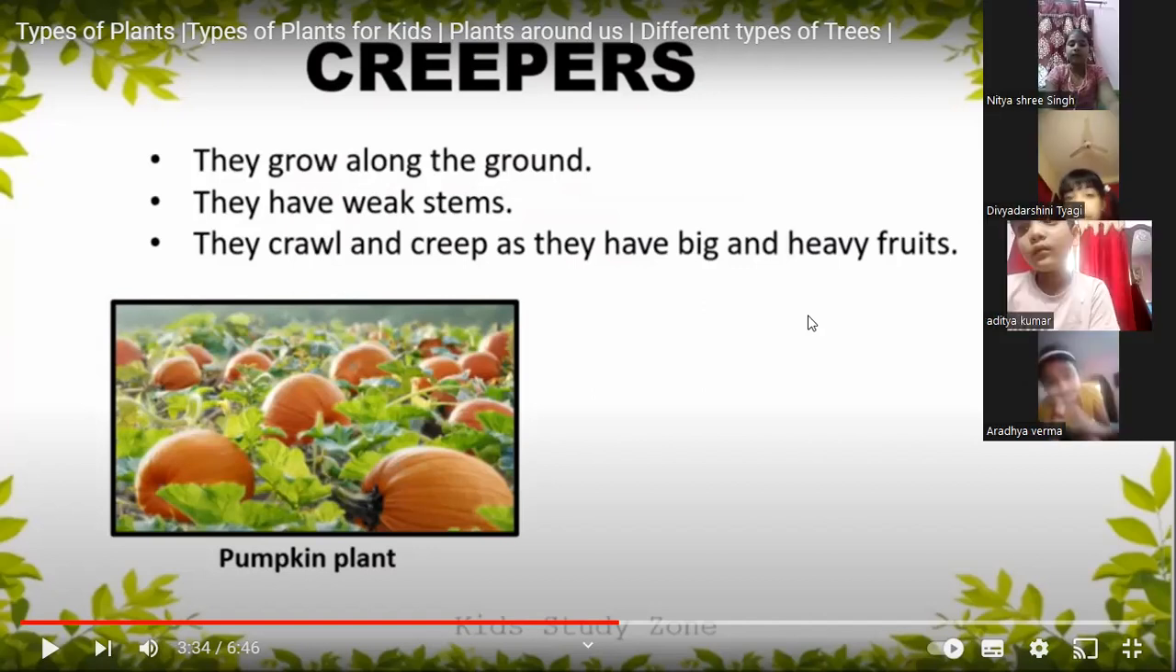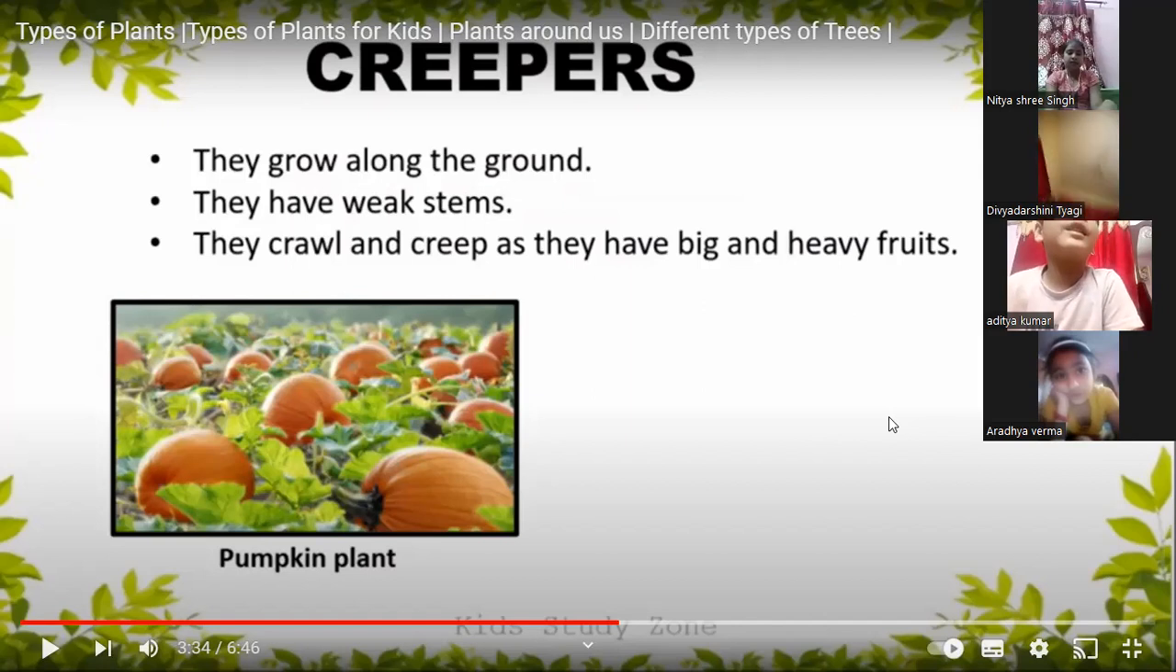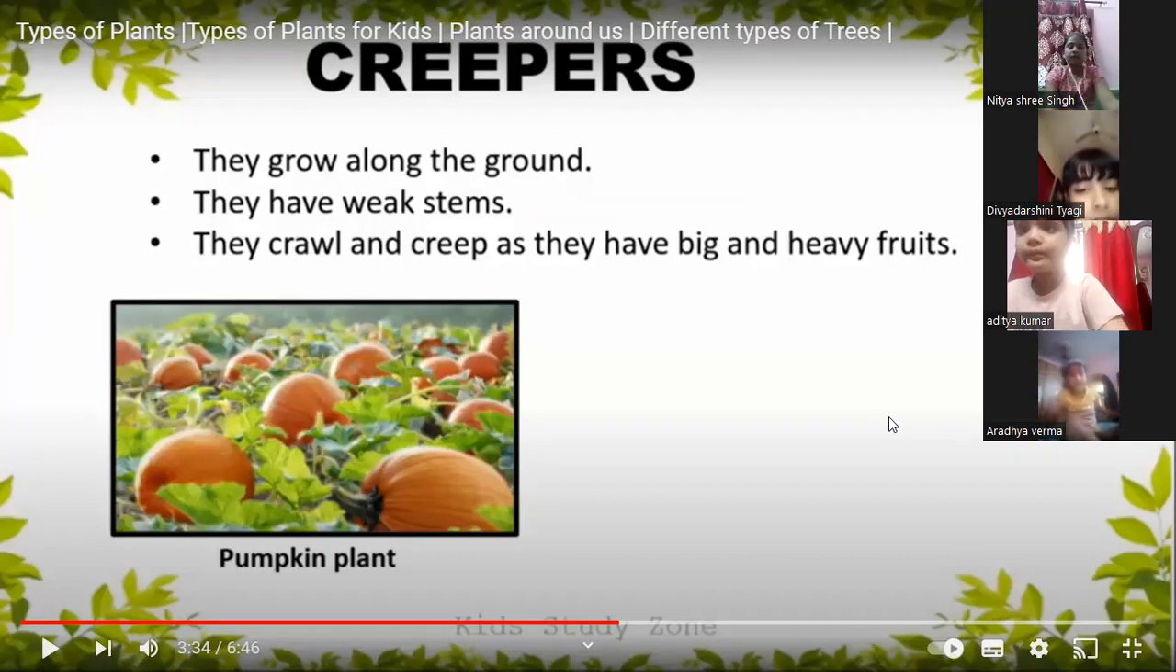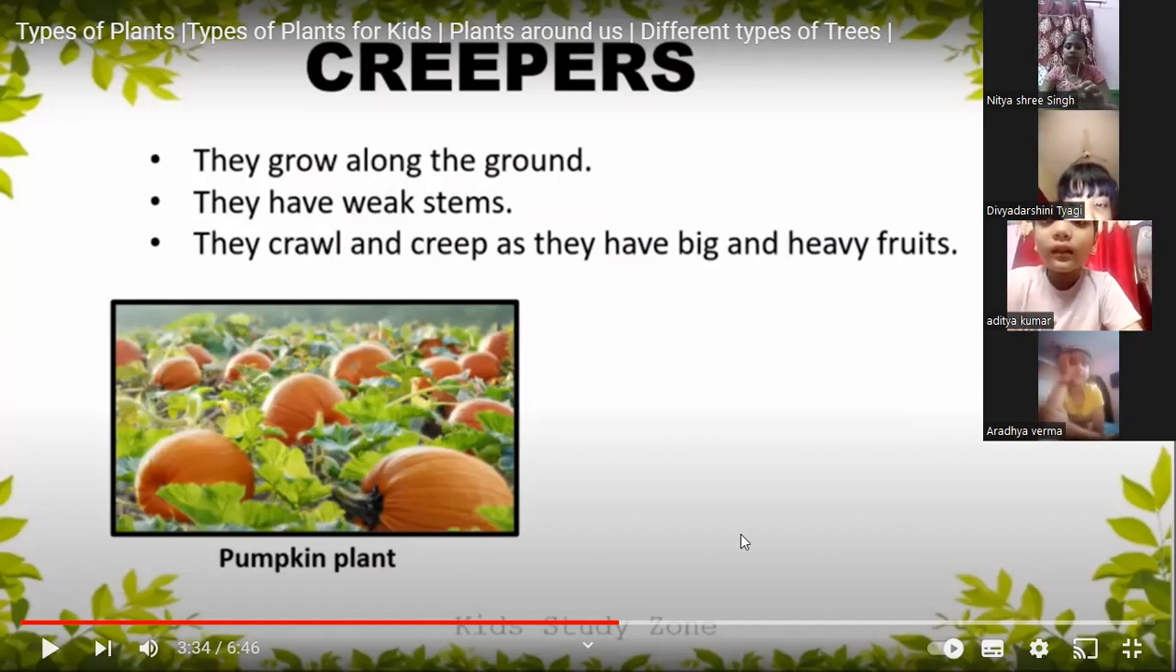Okay, Aradhya Verma, stems of shrubs. Shrubs ki stem. Try to speak in English. Sit straight first of all. Okay, now tell me. Shrubs has thin stem. Okay, Aditya Kumar, you tell me the stems of shrubs. Yes, ma'am. Stems of shrubs.